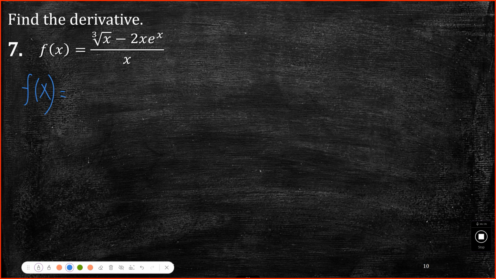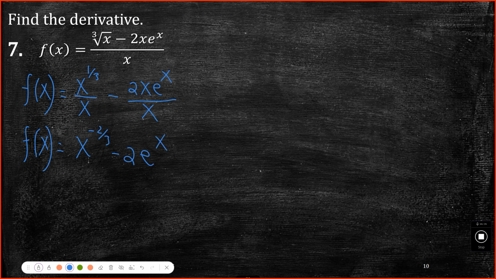Separate, divide x into that and into that. And I'm already going to put x to the 1/3 over x minus 2 times e to the x over x. So f of x equals, what's 1/3 minus 1? Because we're subtracting 1/3 minus 1. Negative 2/3. And then this, you can cancel out these x's. So it'll be minus 2 e to the x.